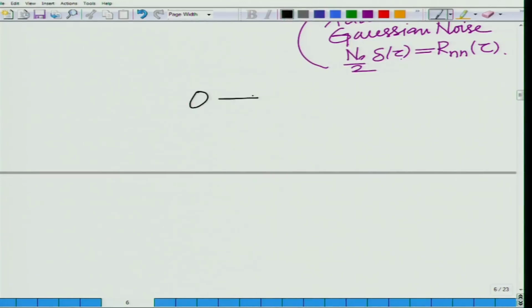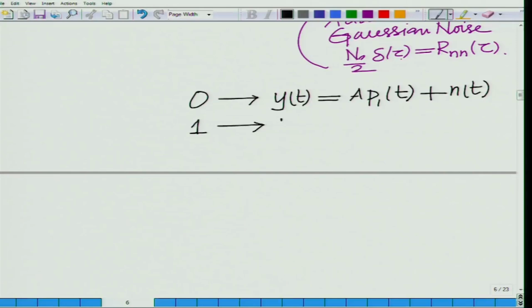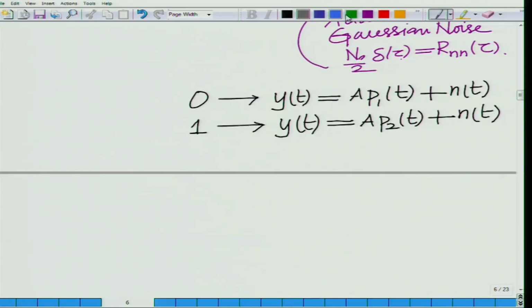So, corresponding to the transmission of 0, we have Y(t) equals A times P1(t) plus N(t), and corresponding to the transmission of bit 1, we have A times P2(t) plus N(t). Now, we have an interesting conundrum or an interesting puzzle over here. We have two pulses.